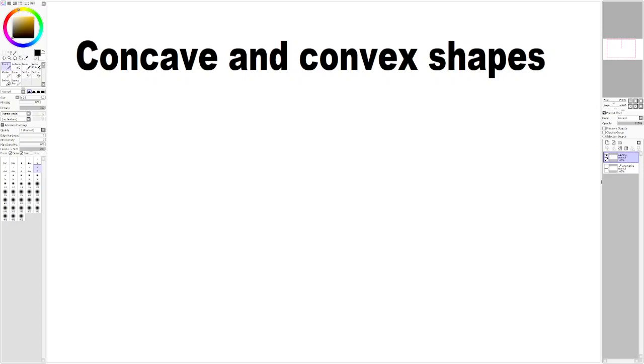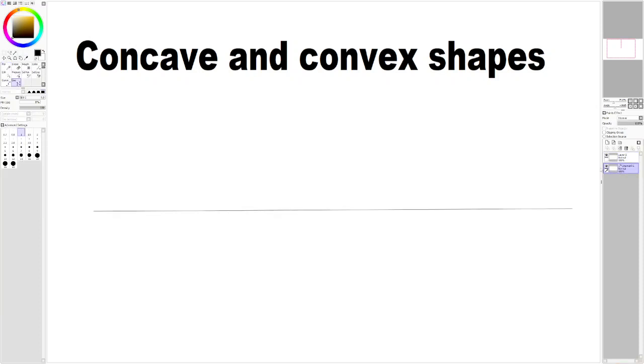Hello. Today I want to talk about concave and convex shapes. So I thought I would first say we're going to be looking from above to below. So I thought it would be a good idea to perhaps start with a sphere.